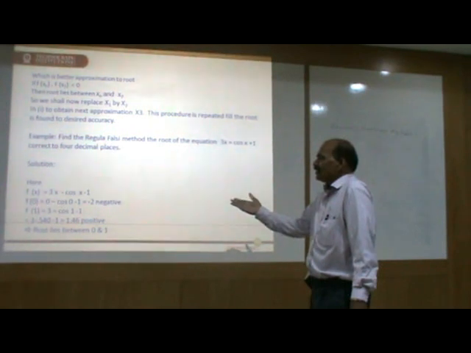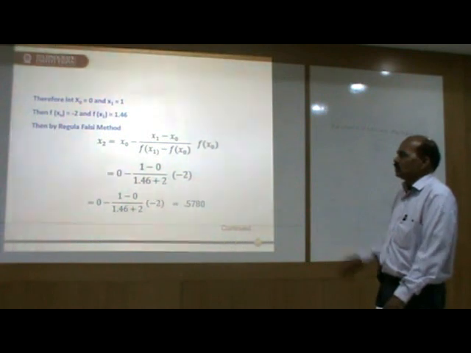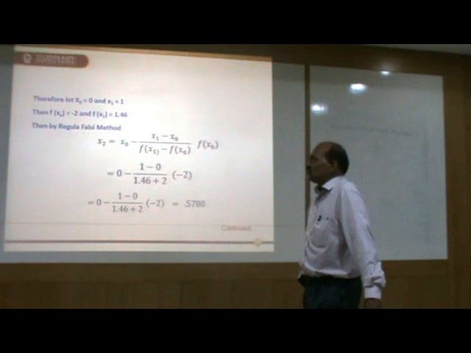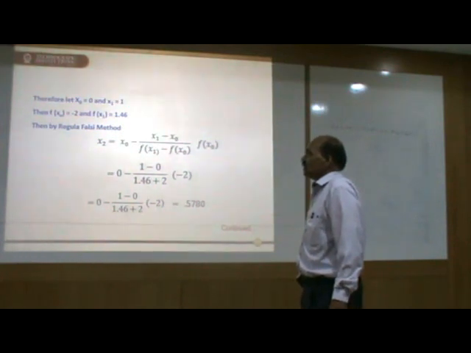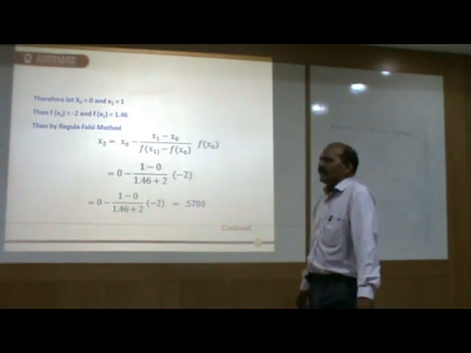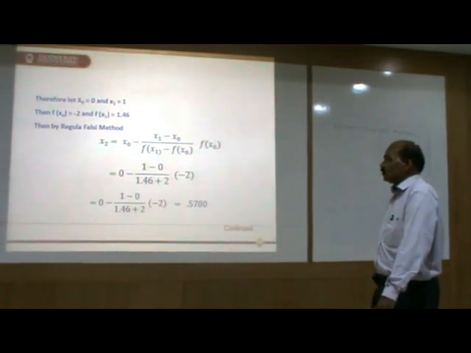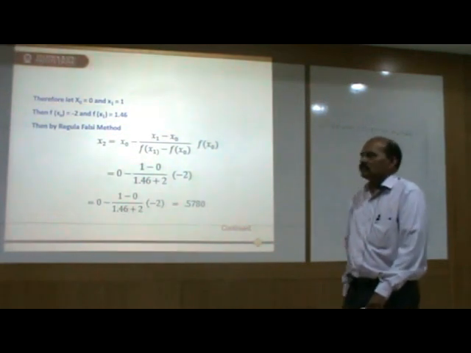So, we have taken x0 is equal to 0 and x1 is equal to 1. Putting this value of x0 in the given function, it comes out to be f of x0 is equal to minus 2 and f of x1 is equal to 1.46. Using these values in the formula of the regula-falsi method, we can get the second approximation. The second approximation comes out to be 0.5780 up to 4 significant figures or up to 4 decimal places.